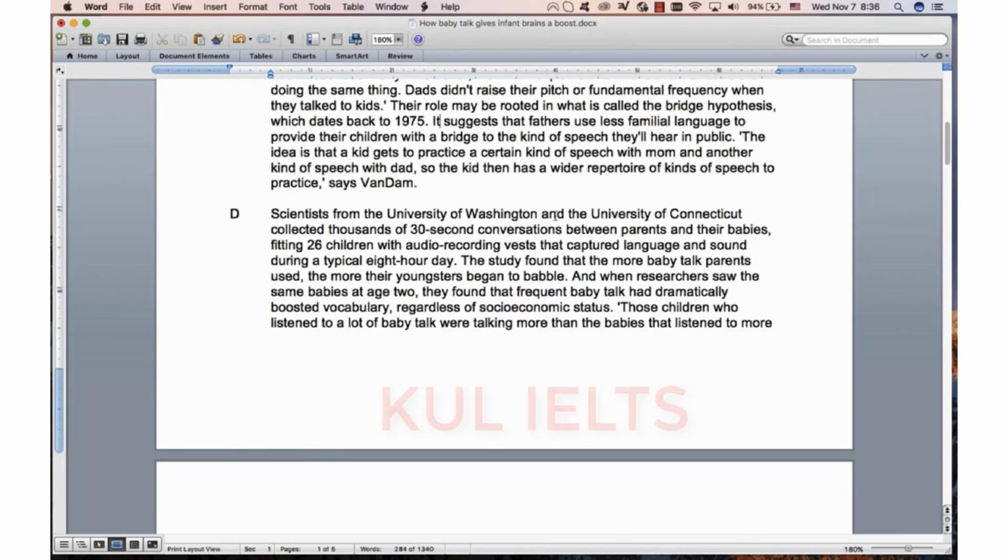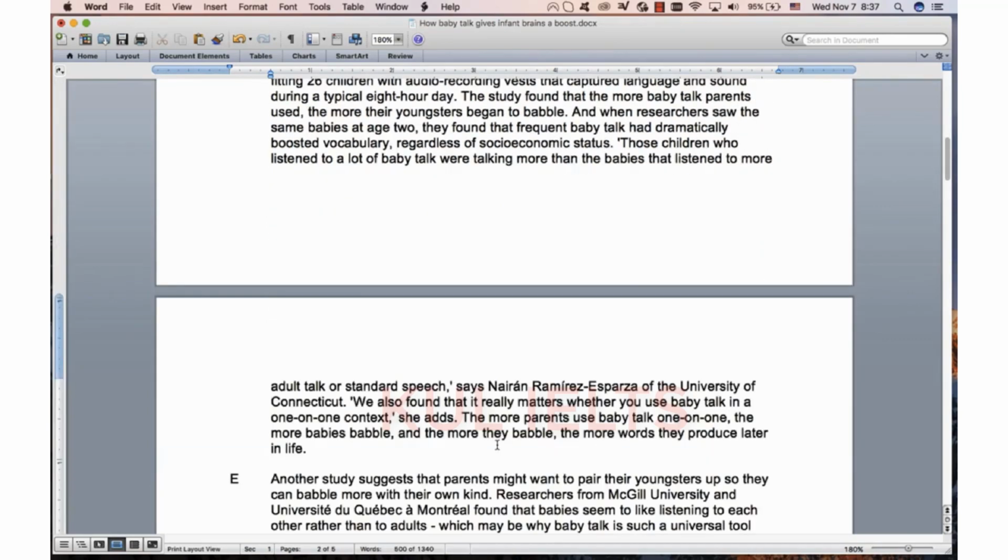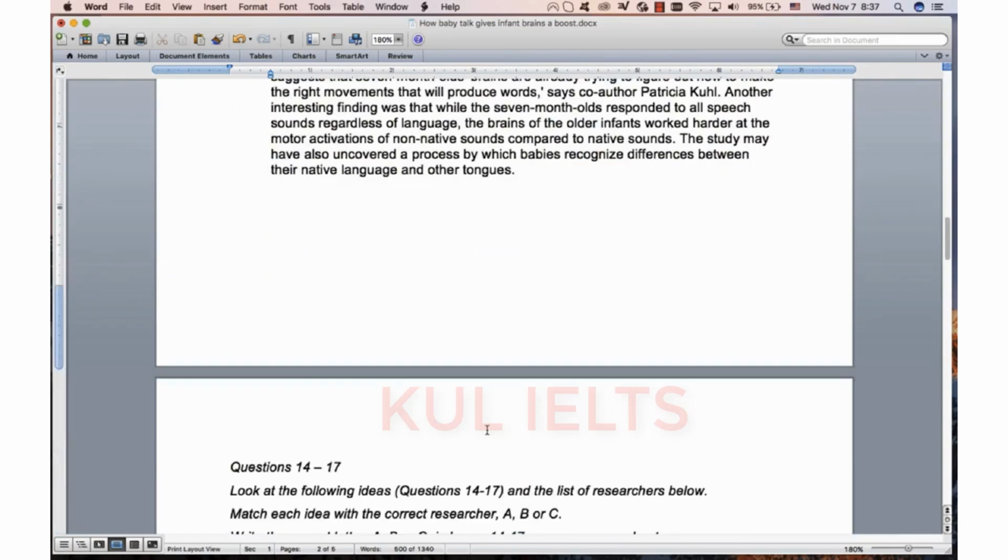Exactly the same thing happens over here. They collected all of these parents and babies, and that's what they did. Description of the study. Found that, and that's the results of the study. Great. I'll stop talking about that. Let's get on with it.